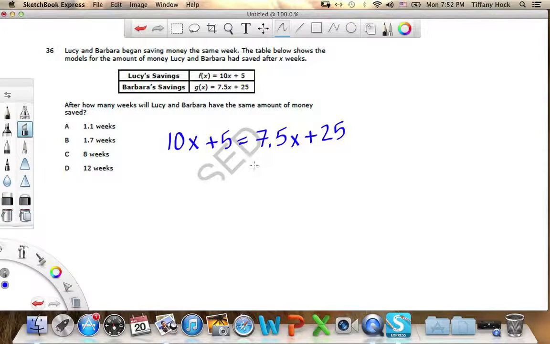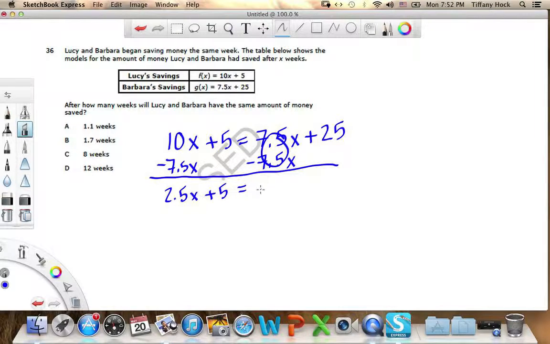So I need to get x's on one side. So I'm going to take away the smaller amount from both sides. Take away 7.5x from both sides, and these cancel out, and I'm left with 2.5x. 10 minus 7.5, you can plug that in a calculator, or maybe you can understand that in your head. Work that out. So 2.5x plus 5 equals, the only thing we have over here is 25.